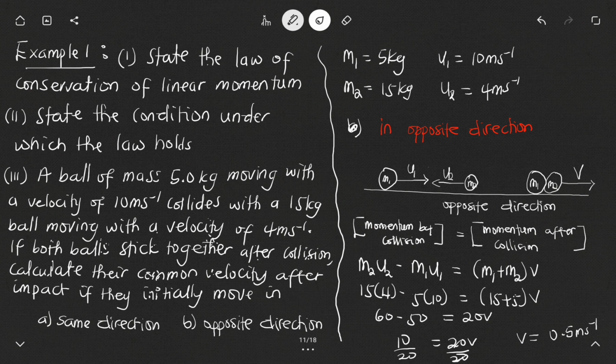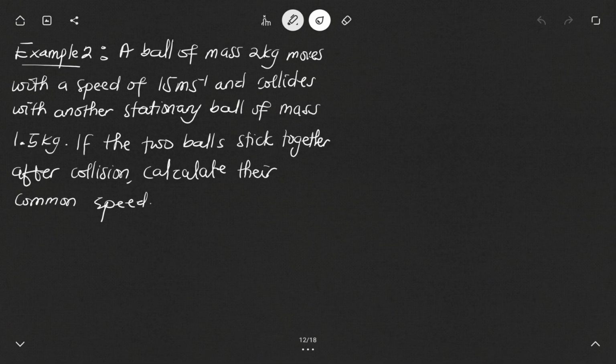For the same direction, we had 5.5 meters per second, and then in opposite direction, we have 0.5 meters per second. All right, let's have a look at another example. Example number 2, we have a ball of mass 2 kg moves with a speed of 15 meters per second and collides with a stationary ball of mass 1.5 kg. If the two balls stick together after collision, we are to calculate their common speed.